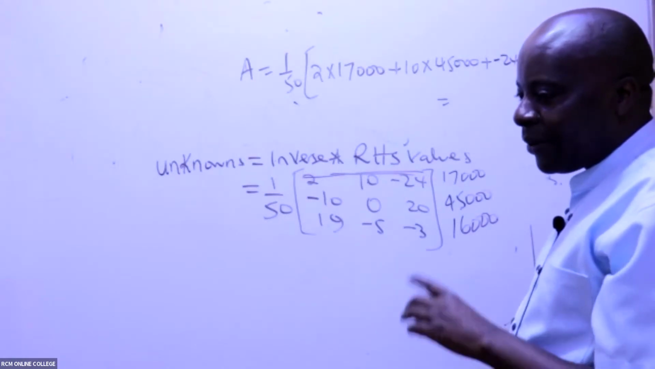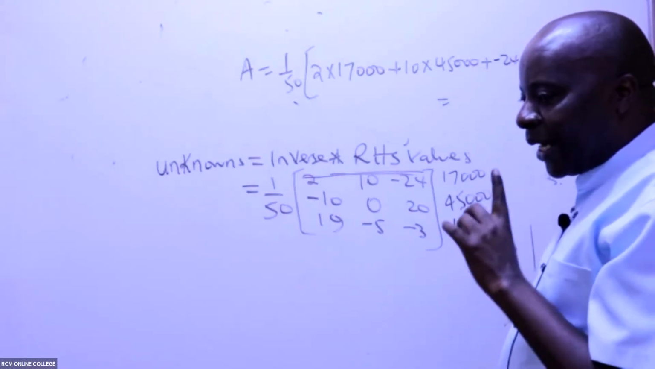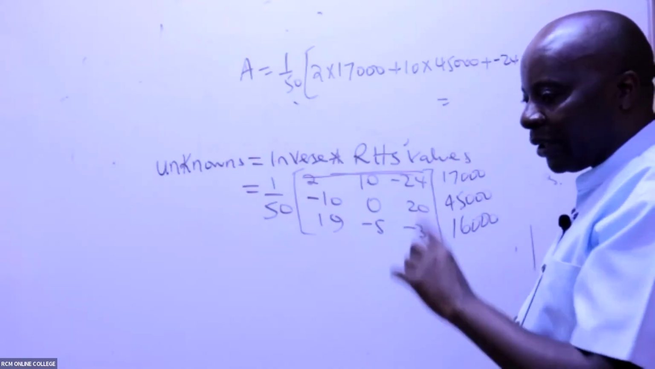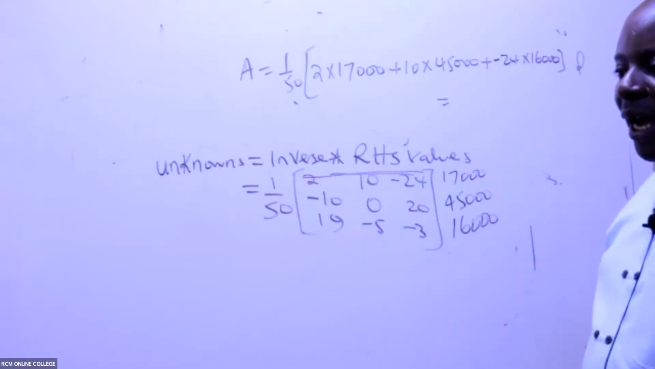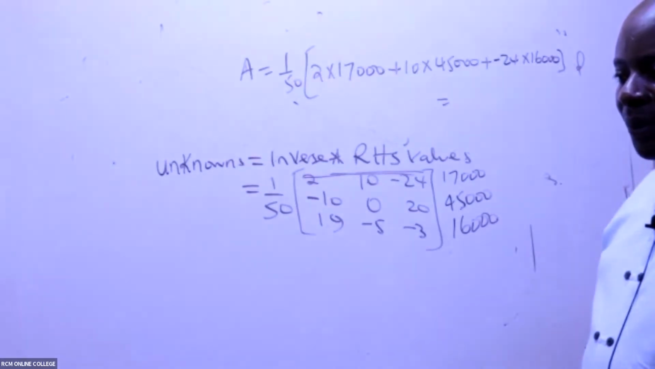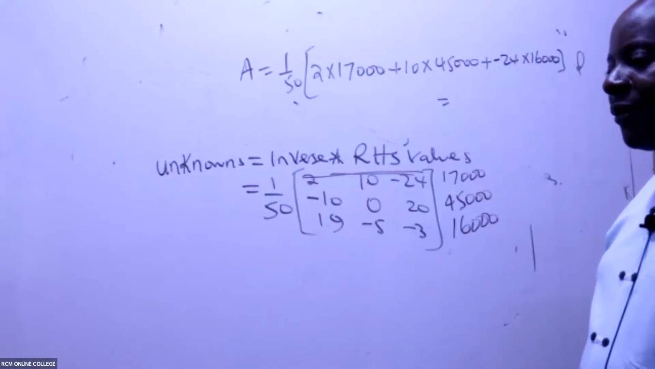Unless we missed out a sign somewhere, we must get the same answers we got using the other method. Always, always.